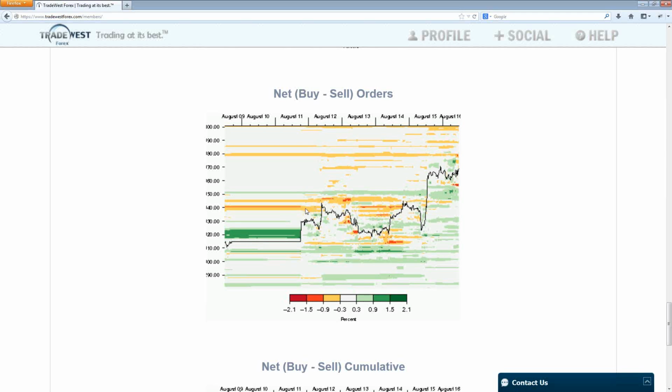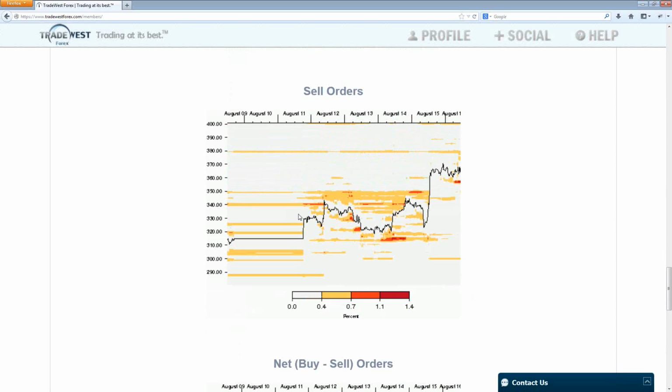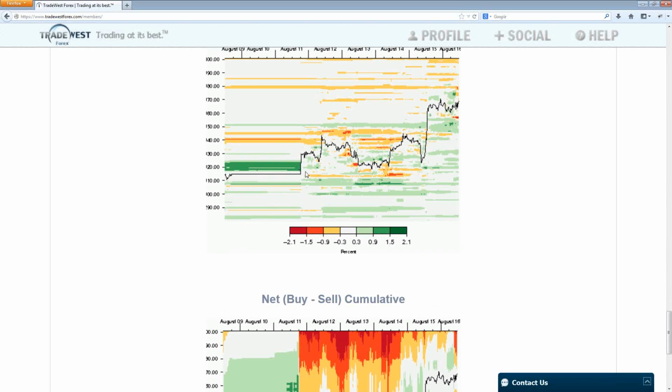Okay, so same thing right here. Look, here's an example of how it played through. See this big block of buy orders that was actually above price? Okay. When those orders got taken out, when all those orders were filled, the market took off to the next level.